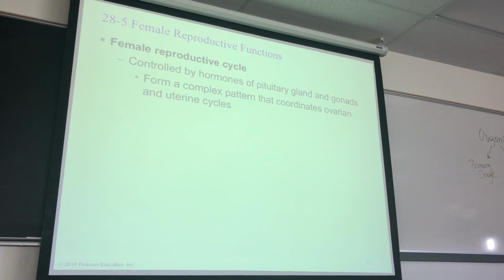All right, so the reproductive cycle in the female is controlled by the pituitary gland, as well as the gonads, as well as the ovaries. In the pituitary, we have FSH and LH being released. In the ovaries, we have estrogen and progesterone being released. So both of those things are going to control all of these things going on in the female reproductive system.